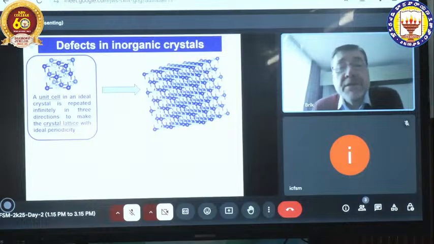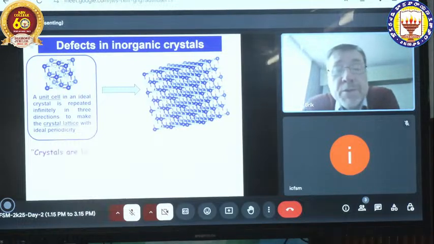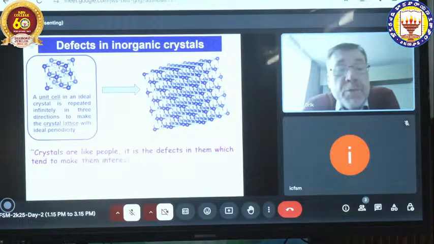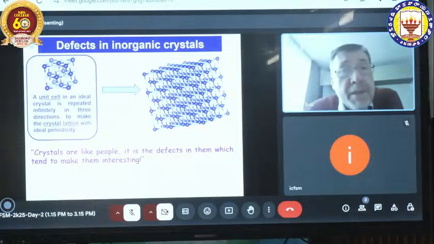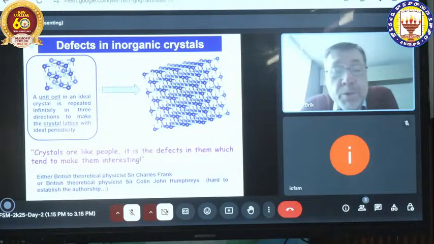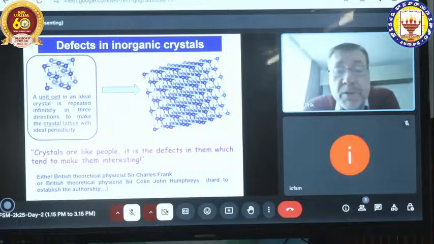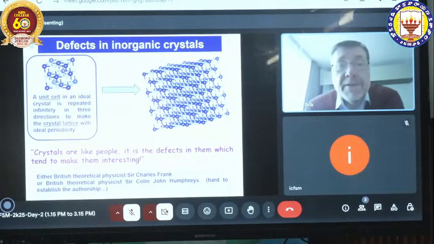But ideal crystals, in fact, never exist. There are different defects in these materials, and there is a very nice quote which goes like this: crystals are like people. It is the defects in them which tend to make them interesting. And in fact, those defects are responsible for many properties of materials which we are going to use. This quote is sometimes ascribed either to Sir Frank or to Sir Humphreys. I don't know exactly who was the author, but the quote is really very nice.